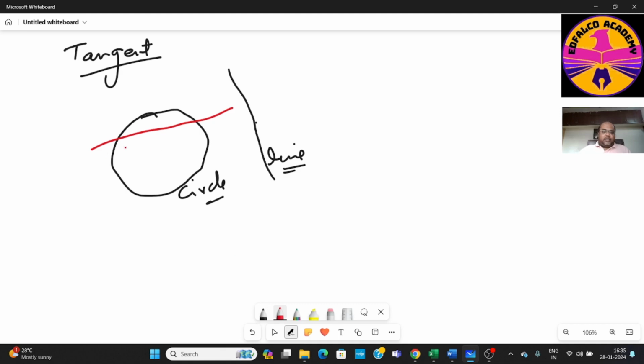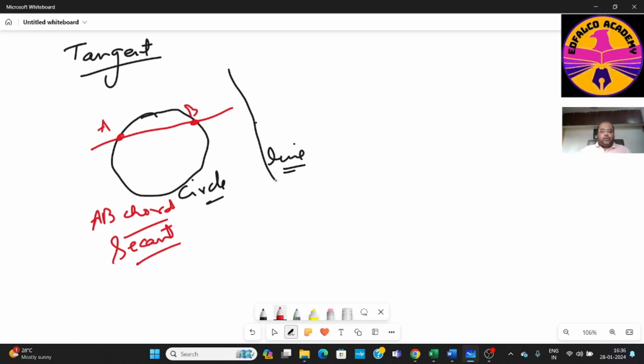So in this case, what is happening? The line is cutting the circle. So it is obviously going to cut at 2 points, right? This point A and point B, which is better called the chord. AB is called the chord of the circle. And obviously this line cannot be called a tangent. It is better known as the secant, not tangent. So the AB line is actually cutting the circle. It is not the tangent.